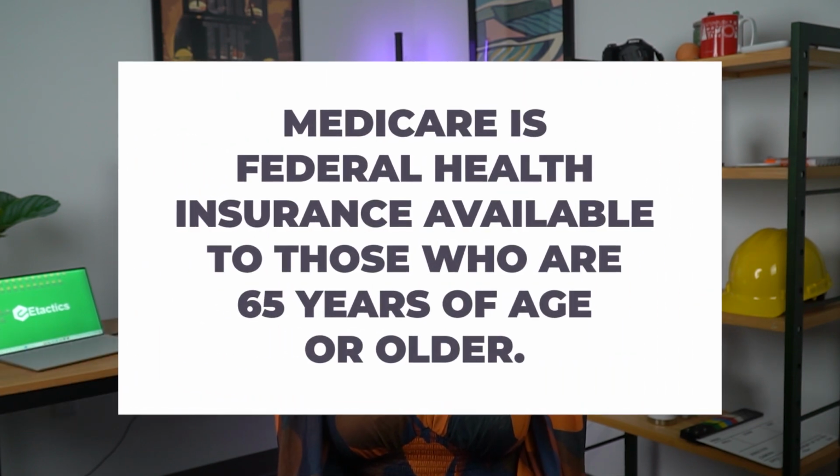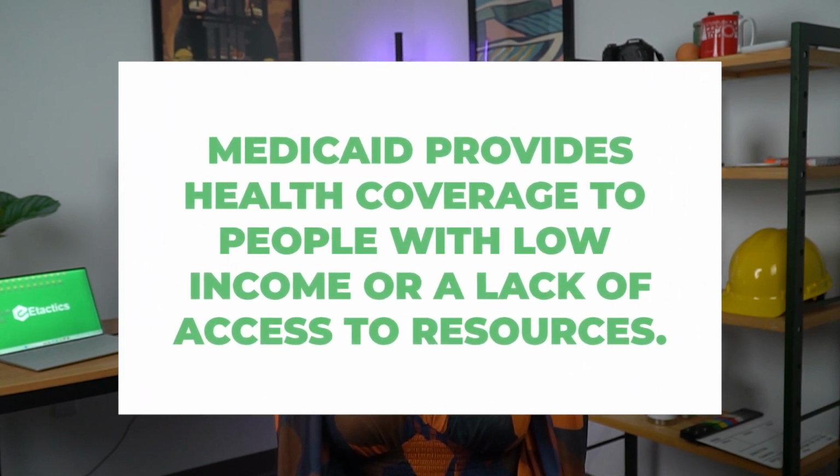What is Medicare? Medicare is federal health insurance available to those who are 65 years of age or older. It's also available to those under the age of 65 with certain disabilities or other medical diagnoses or conditions. What is Medicaid? Medicaid is another federal organization that provides health coverage to people with low income or a lack of access to resources. This includes low-income adults, pregnant women, elderly adults, and people with disabilities.